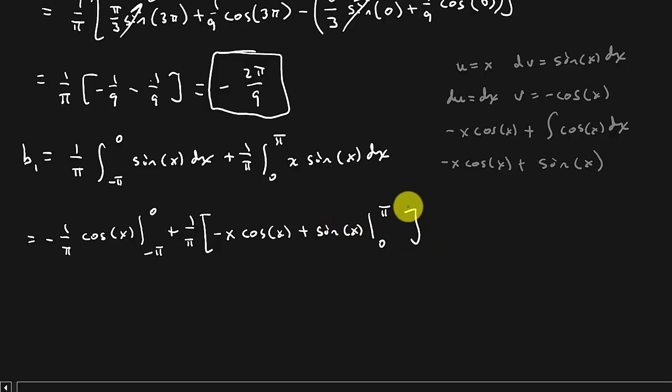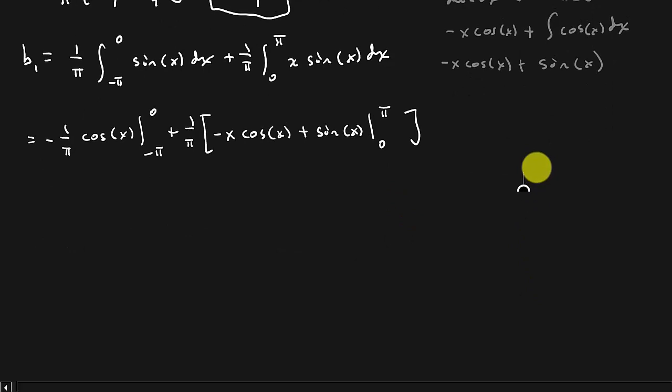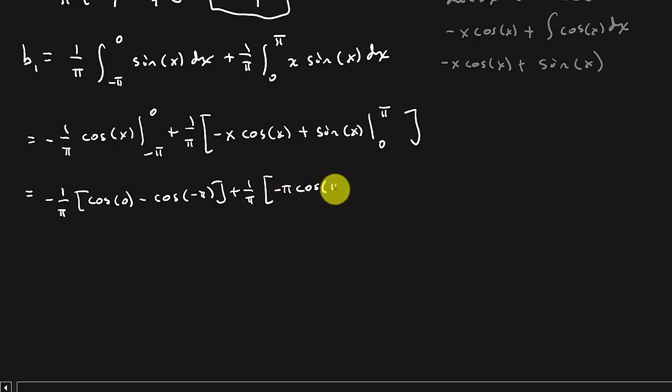All right, so now plug everything in. So that's going to be -1 over pi times cosine 0 minus cosine negative pi, plus 1 over pi times, and that's going to be negative pi cosine pi plus sine pi minus, and that's going to be -0 cosine 0 plus sine 0.